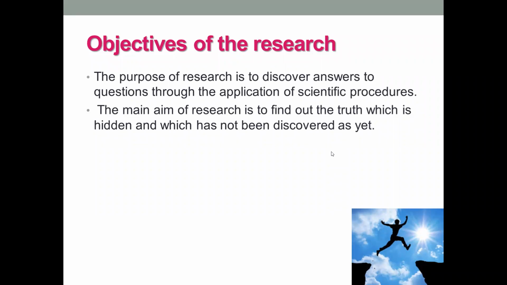So the main aim of a research is to find the truth which is hidden and which has not been discovered previously. So this is why we always ask you, what is new in your research? You have to find some truth that was kept hidden and has not been discovered previously. So always try to find something new. There may be new things within old data also. So that is also one job of you when you do research.